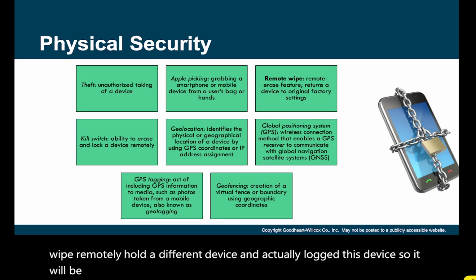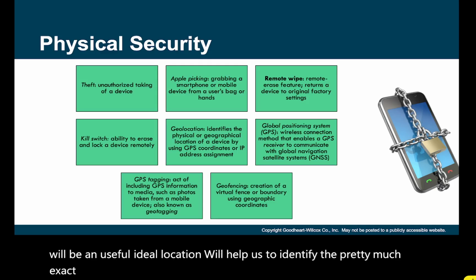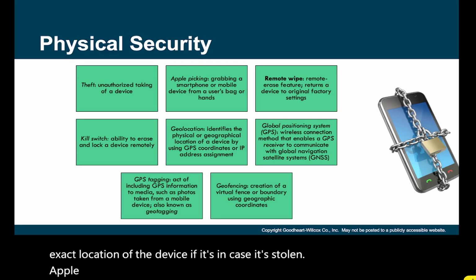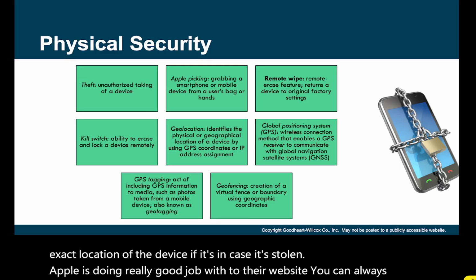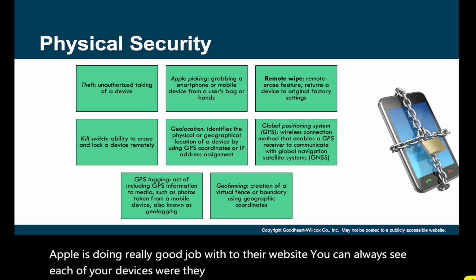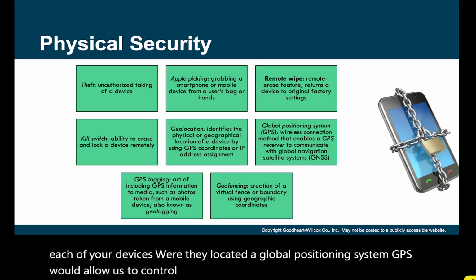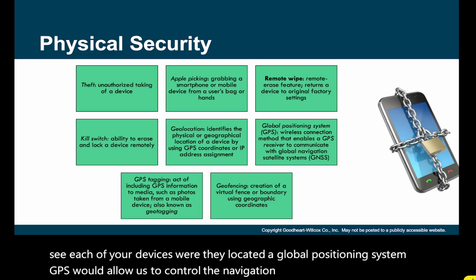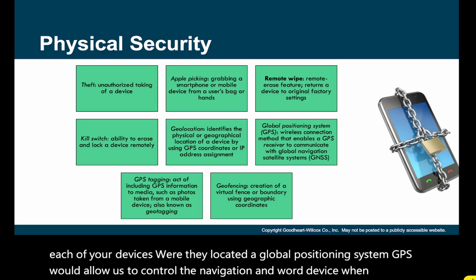Geolocation will help us to identify the pretty much exact location of the device in case it's stolen. Apple is doing a really good job with that. Through their website, you can always see where each of your devices is located. Global Positioning System, GPS, would allow us to control the navigation and where the device went, basically trace the device.